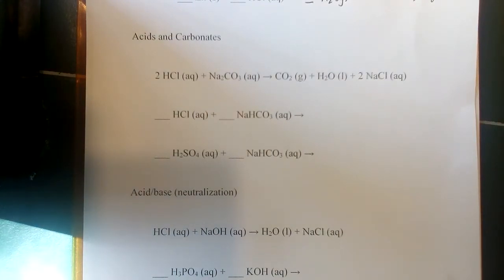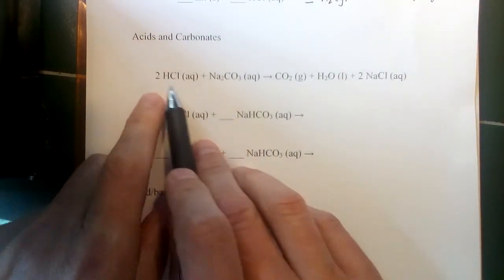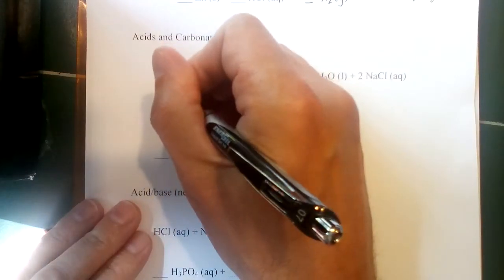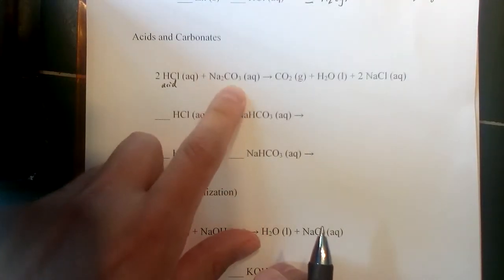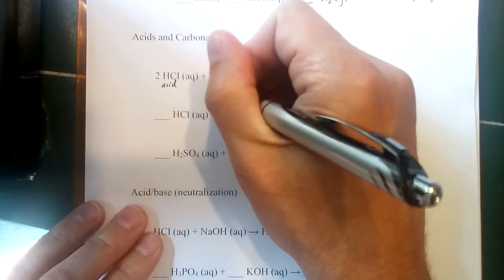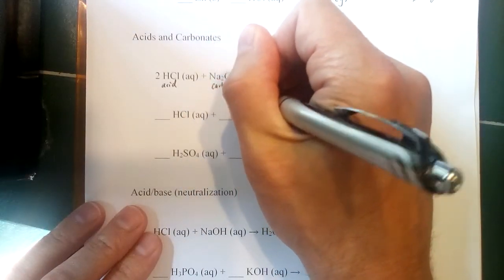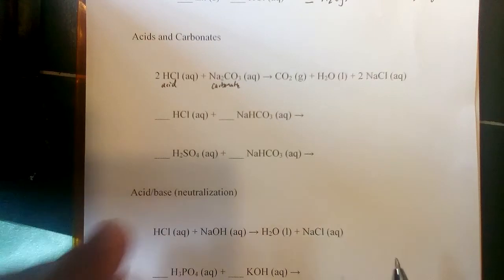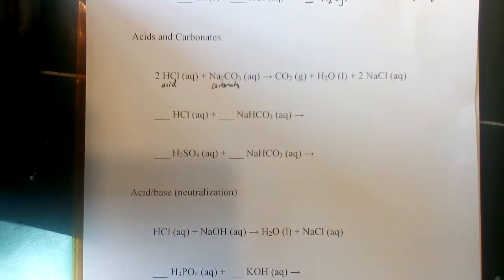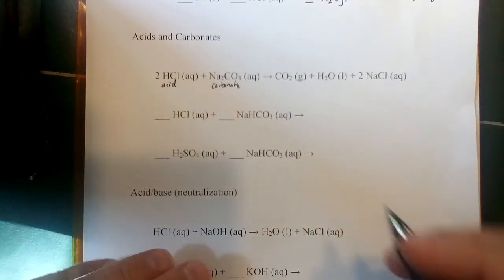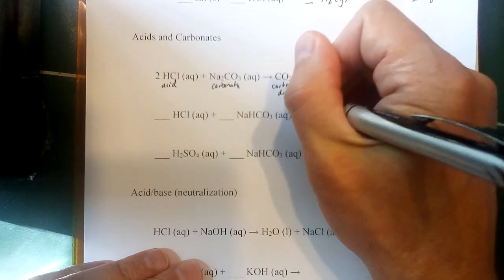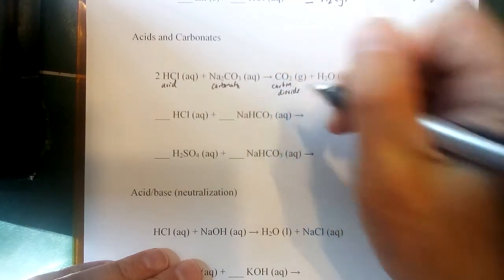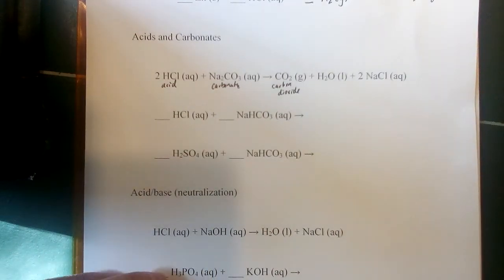What happens when an acid reacts with a carbonate? So here's our reaction. HCl here is our acid, and we have sodium carbonate, Na2CO3, that's our carbonate. Right? Acids and carbonates are always going to react to produce 3 products. Those are going to be carbon dioxide, that is a gas, so it better be labeled as such in your reaction.